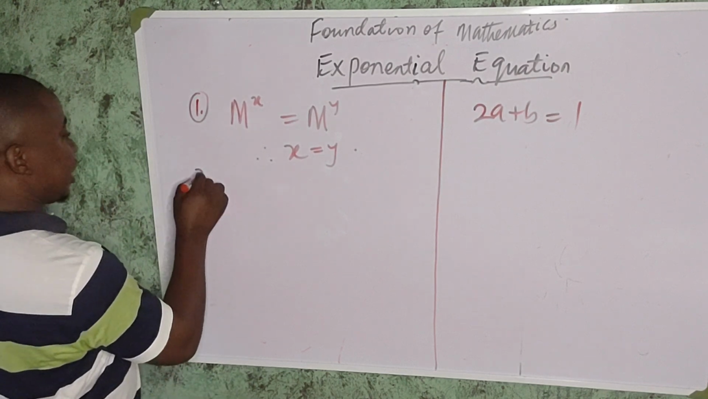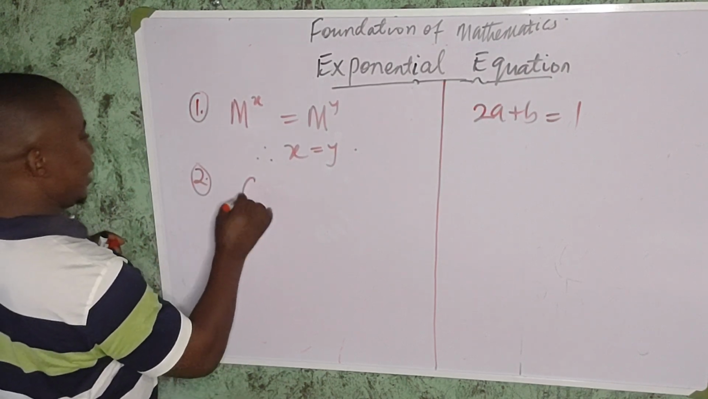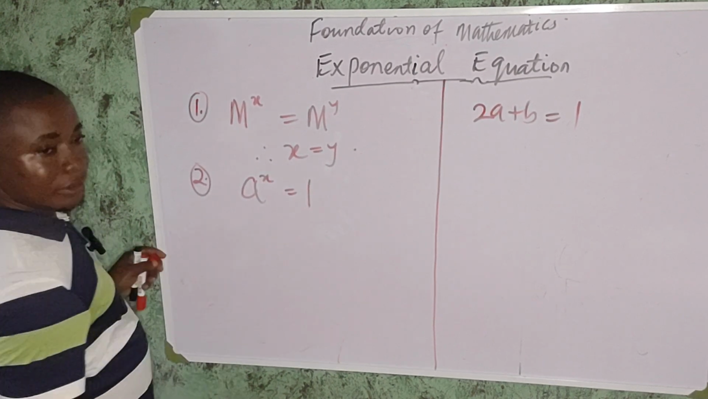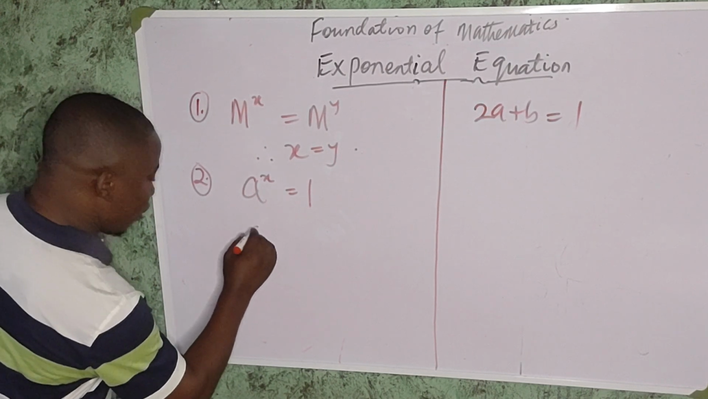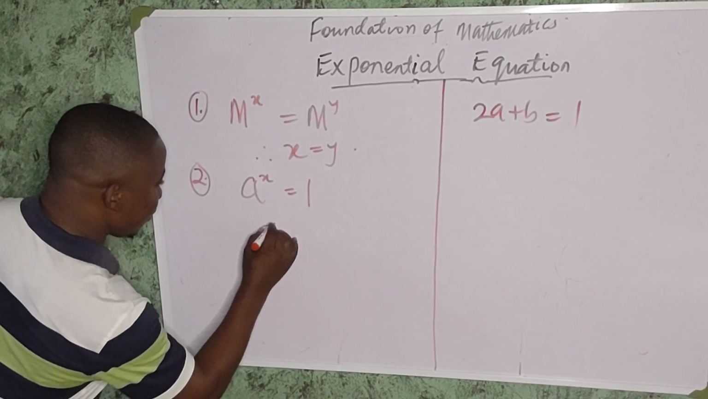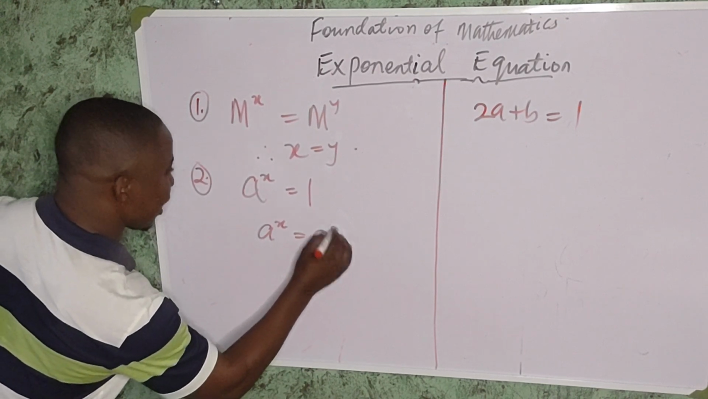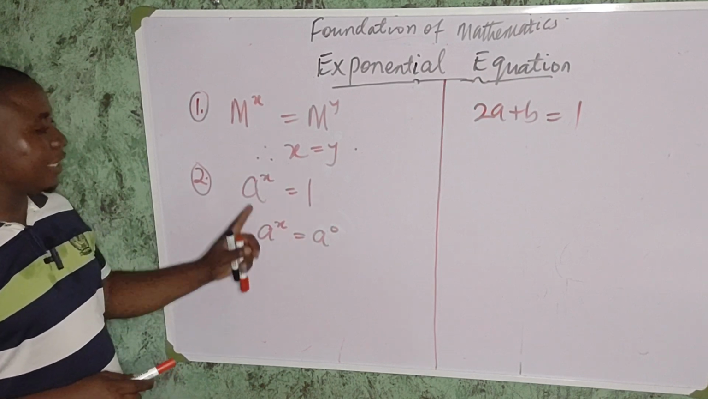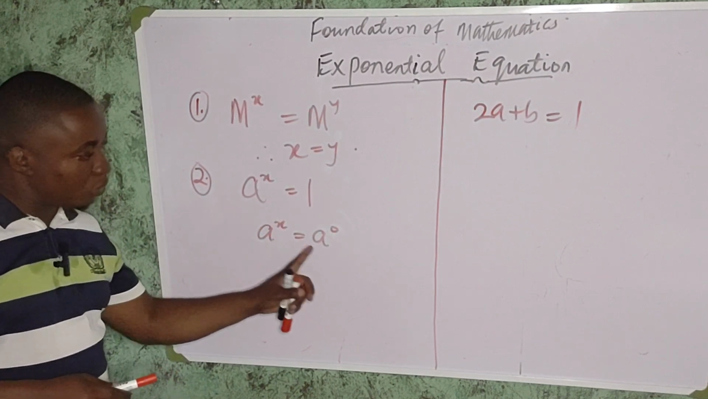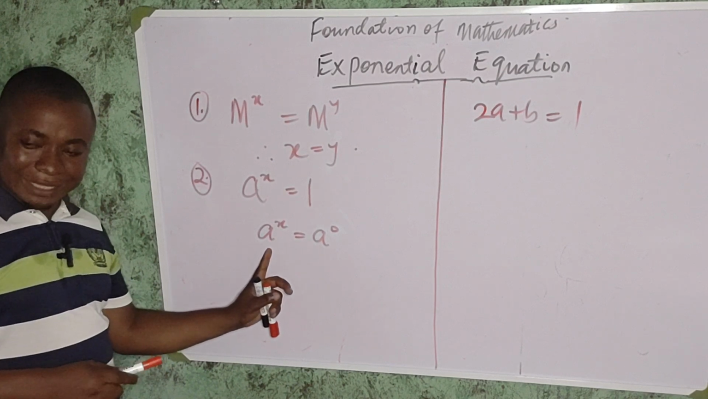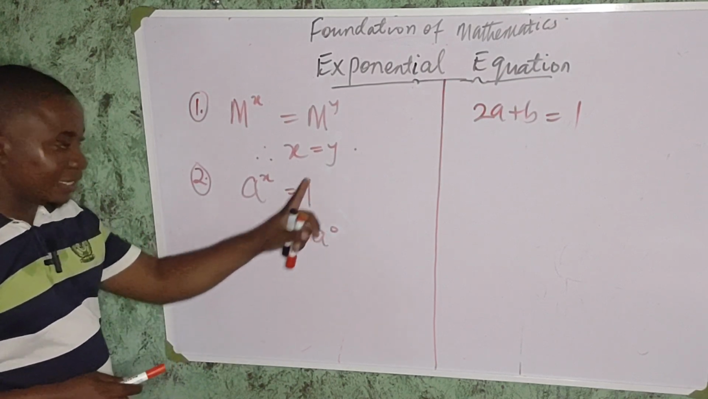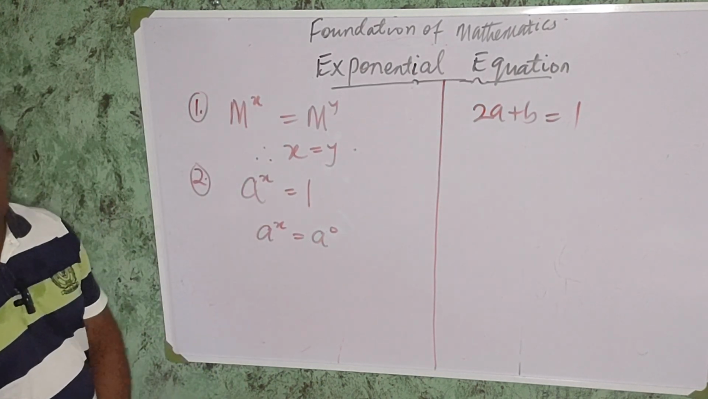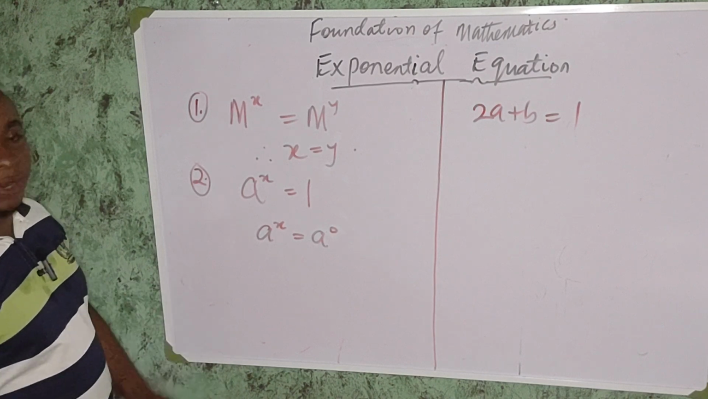Now, also the second one, if I say a raised to power x equals to 1, it simply means that I can also write this as a raised to power x equals to a raised to power 0, because any number raised to power 0 is simply 1. So for me to make both sides to be the same, I have to change this side to also resemble this side, which is a. So I have to raise it to power 0 so that these two don't have any difference. Once you have those two at the back of your mind, your problem with exponential equation is gone.